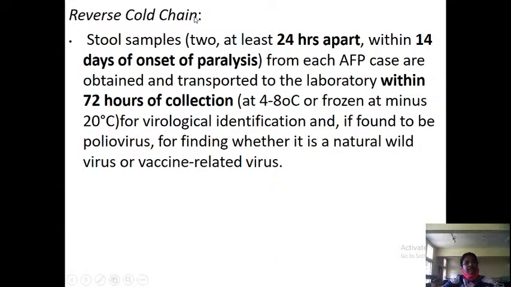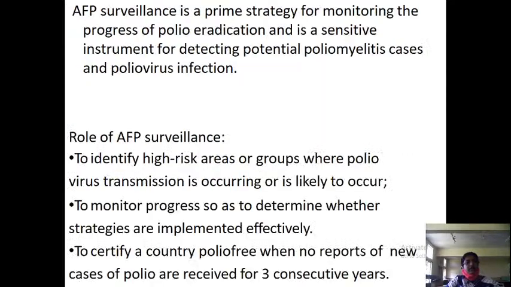So this process of sending from the patient to the national accredited laboratory is known as the reverse cold chain. We know what the cold chain is, from the manufacturer to the patient. The system which maintains the temperature is the cold chain, but in the reverse cold chain it is from the patient to the laboratory, in the opposite direction. So the two samples are sent 24 hours apart within 14 days of onset of paralysis, and like I said, they should reach the laboratory within 72 hours. If it's not possible to send it like that, you can even freeze it at minus 20 degrees centigrade.